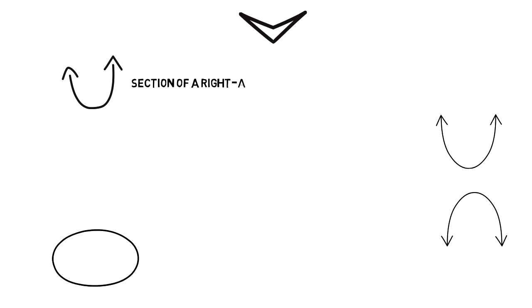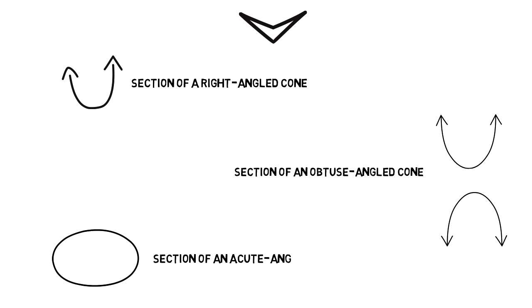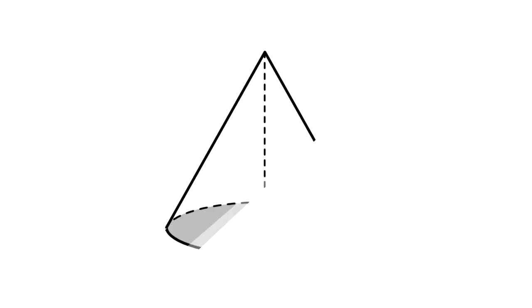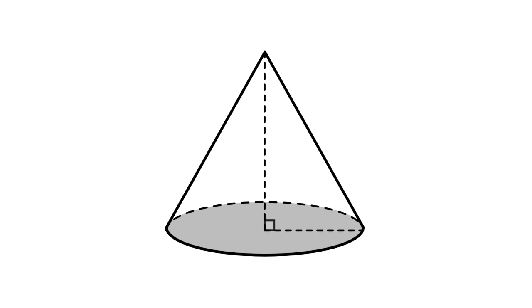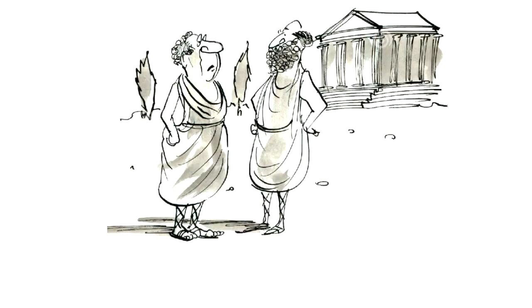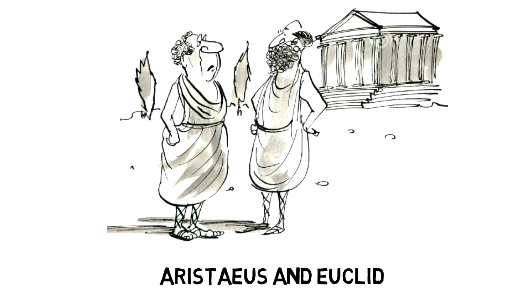Instead, he called a parabola a section of a right-angled cone, a hyperbola a section of an obtuse-angled cone, and an ellipse a section of an acute-angled cone. The cone itself was a single nappe cone in which the plane was perpendicular to the axis of symmetry of the cone. Following the work of Menaechmus, these curves were investigated by Aristaeus and Euclid.